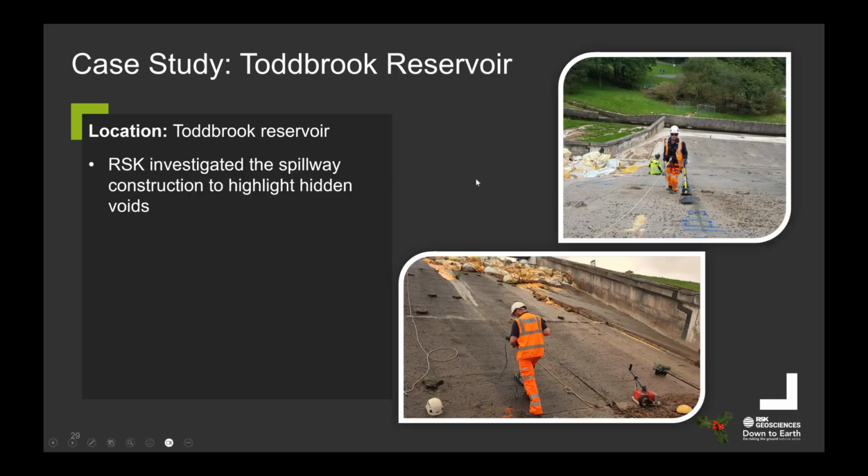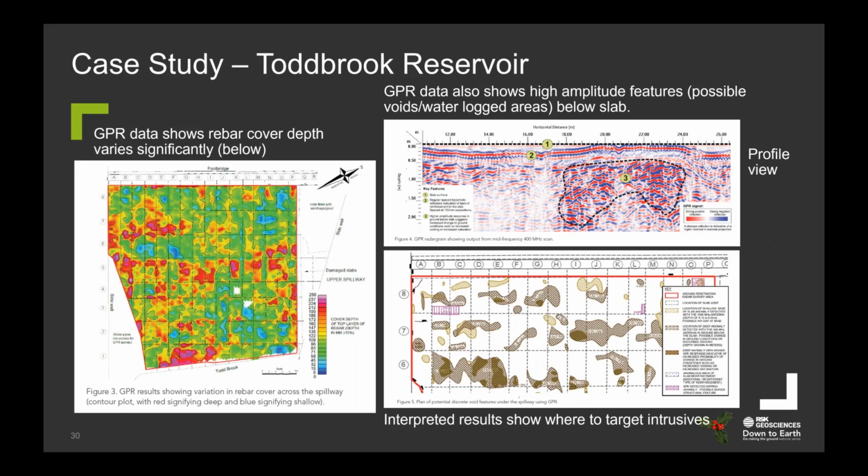The investigation that followed this incident involved RSK being sent out to investigate the spillway construction. We used a range of GPR frequencies to assess the internal metalwork, as well as the potential construction changes that may indicate voiding or any disturbance within the structure. We were able to map out variations within the dam, such as the cover depth of the rebar reinforcement, which is shown here on the left.